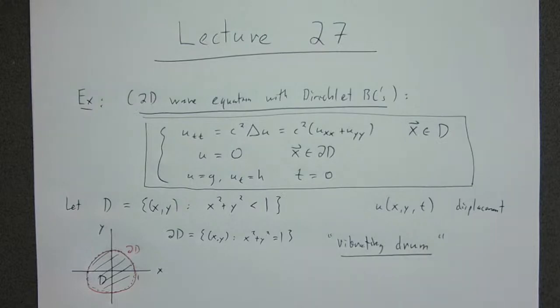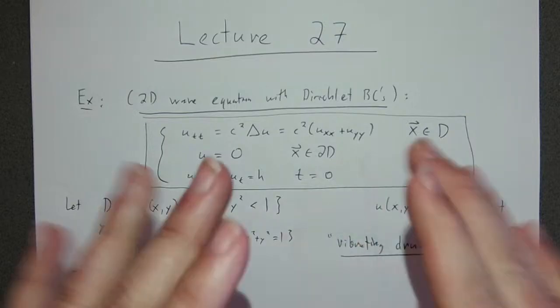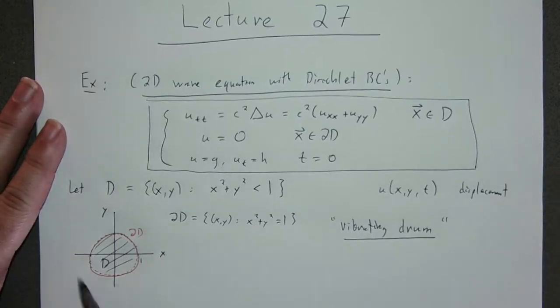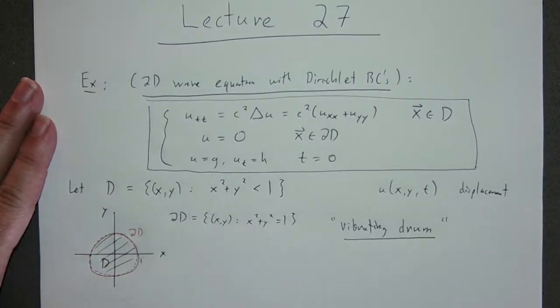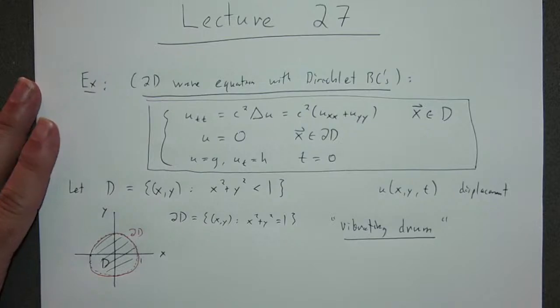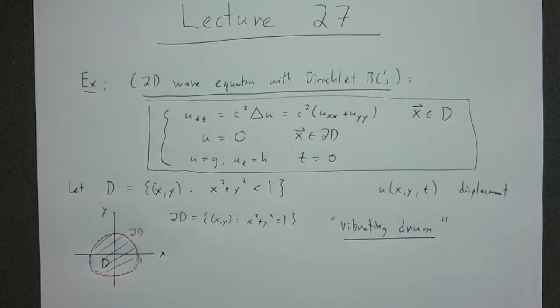Just thinking about that situation, a string with fixed ends versus a membrane forming a vibrating drum, you can reason with yourself why that's a natural generalization, but also why it is a substantially more complicated thing, and we're going to see that directly here. So again, I have a region that I've specifically picked to be this circular disk, and so to analyze this, it makes sense to use polar coordinates.